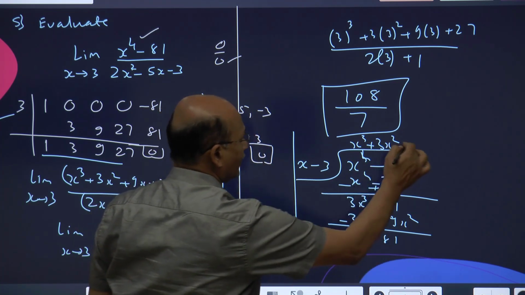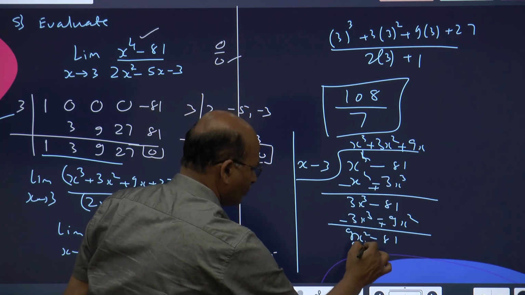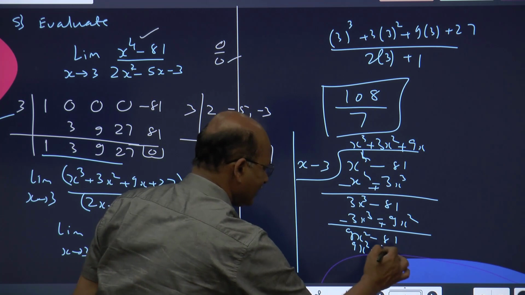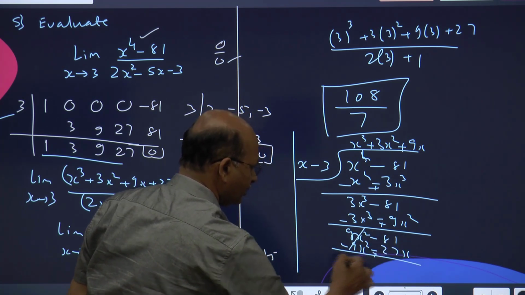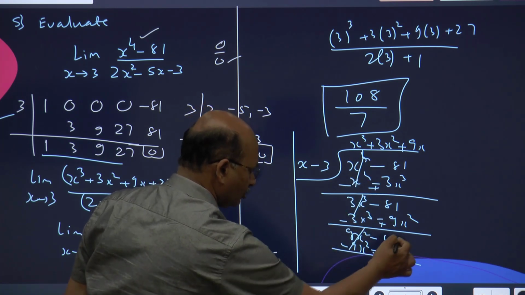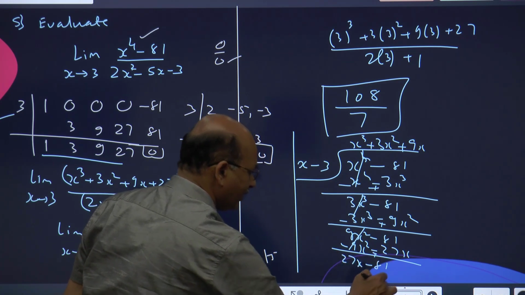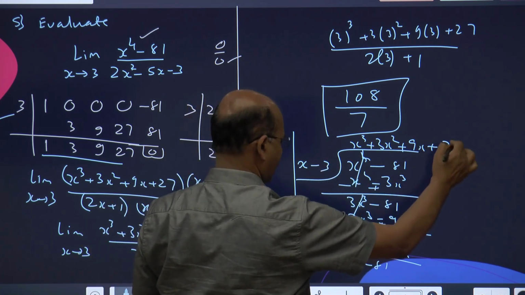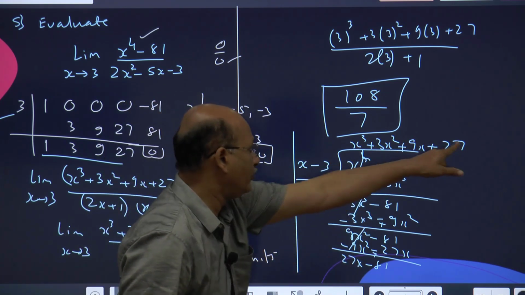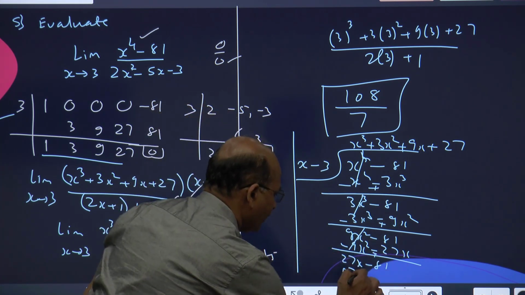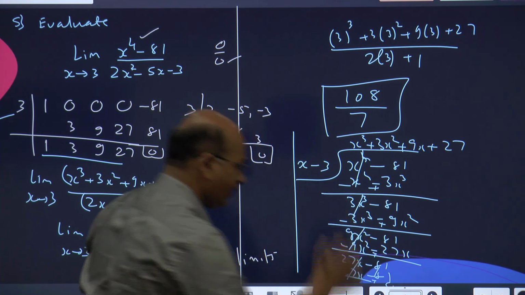So x and again 9x. So x into 9x will become 9x square, minus 27x. This cancels here, this cancels here. Again unlike terms, 27x minus 81. So x into plus 27, because x into 27 is 27x and 27 into 3 is minus 81. So 27x minus 81, cancel, remainder is 0.